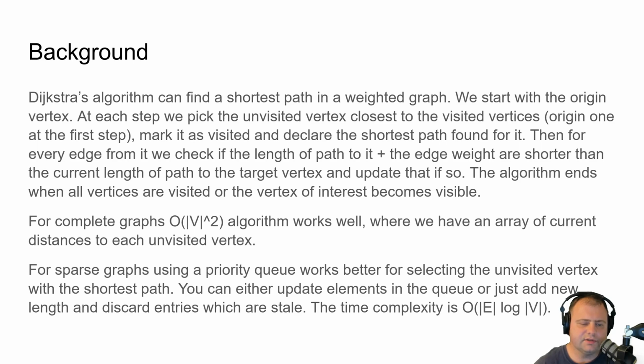For complete graphs, an O(V squared) algorithm works well, where we just have an array of current distances to each unvisited vertex from the visited ones. For a sparse graph, using a priority queue works better for selecting the unvisited vertex with the shortest path. You can either update elements in the queue or just add new lengths and discard entries which are stale. Time complexity would be E log V, where E is the number of edges.